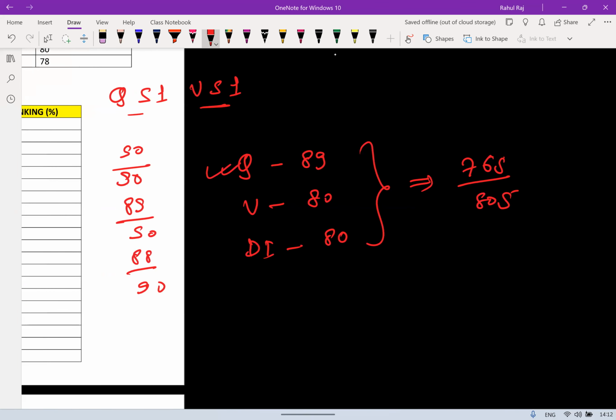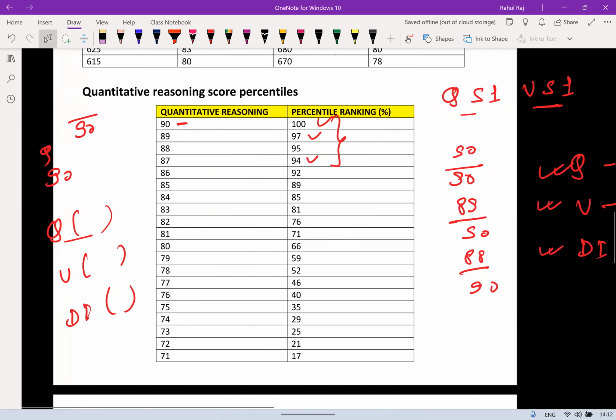So you will not get to know your individual scoring in quant, verbal, and DI. You will get to know the scale scoring of quant, DI, and verbal, and later they'll give you the entire score. Am I clear?